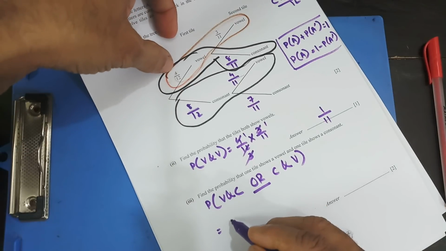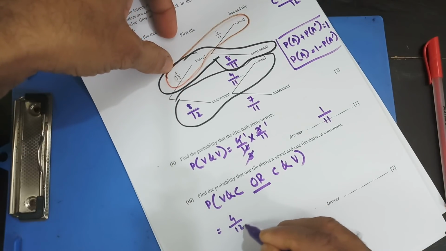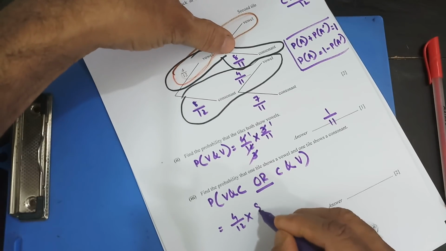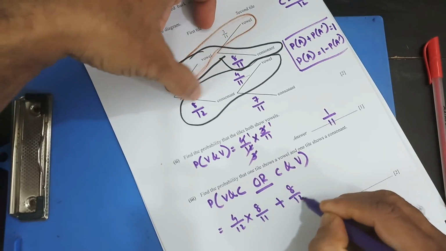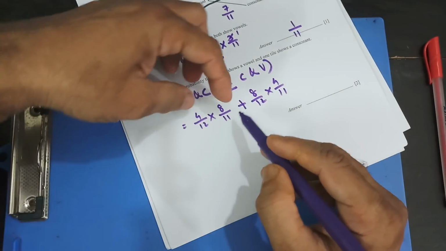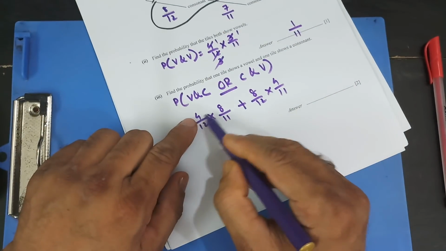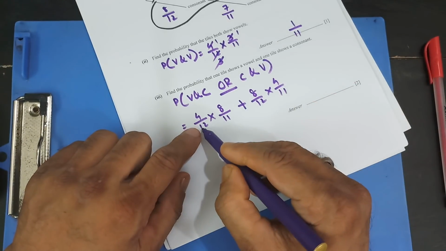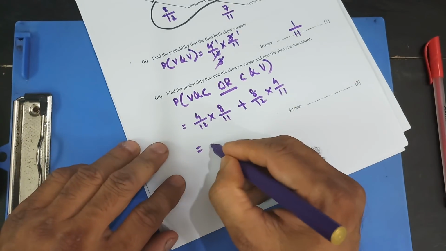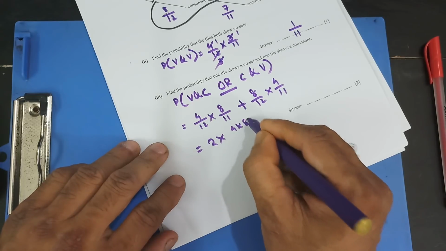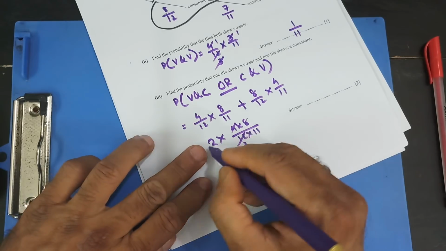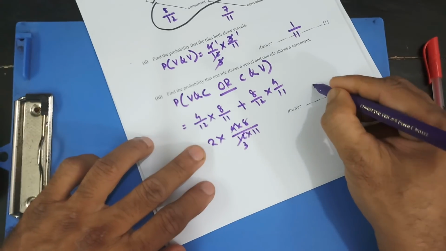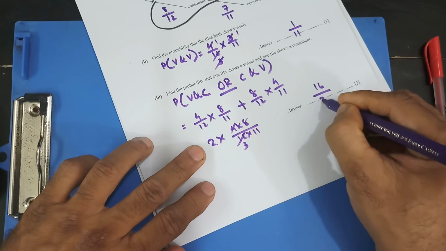So that's going to be vowel and consonant. First one is vowel, 4 by 12, times second one is consonant, 8 by 11, or means plus, then it's 8 by 12 times 4 by 11. If you look closely, in these cases both of them are the same. On the top I have 4 times 8 or 8 times 4, and below 12 times 11. So I can write 2 times 4 times 8 over 12 times 11. So 4 into 12 is 3. 2 8s are 16, and 3 11s are 33.